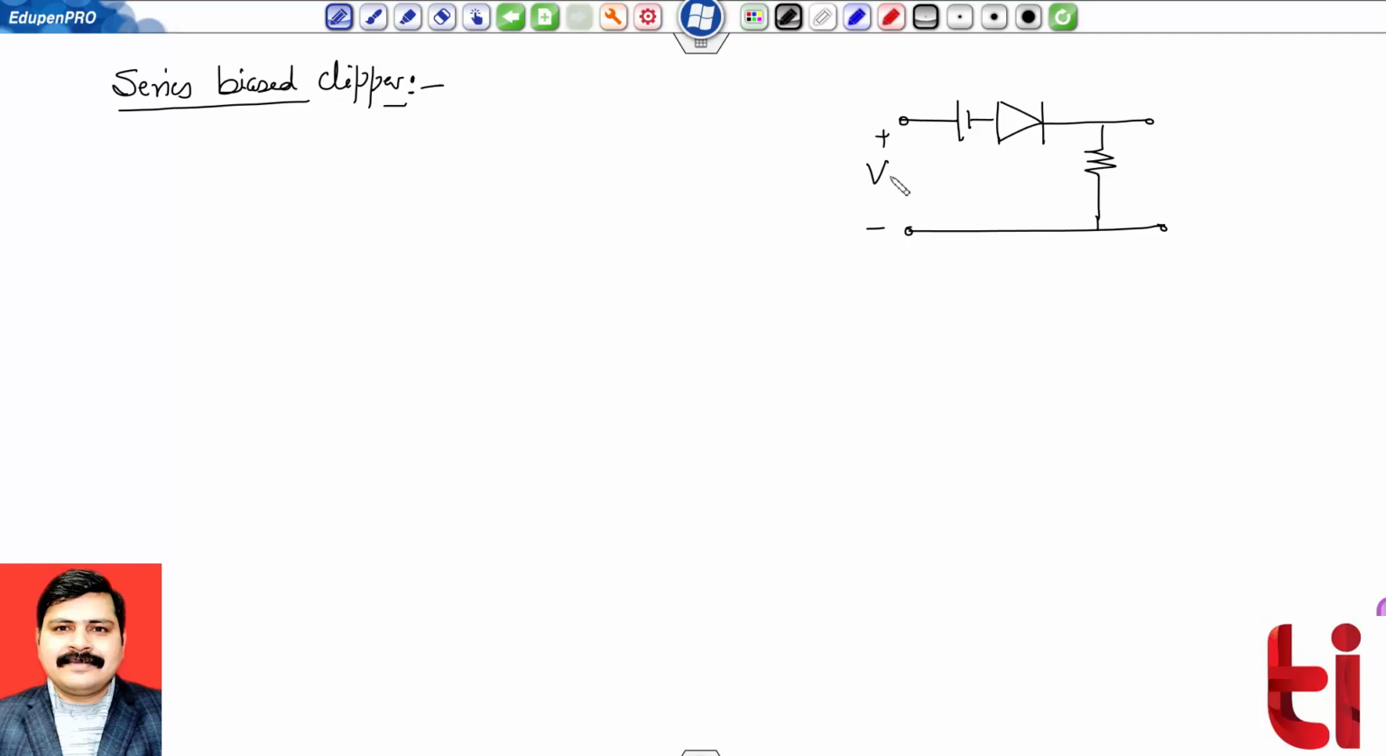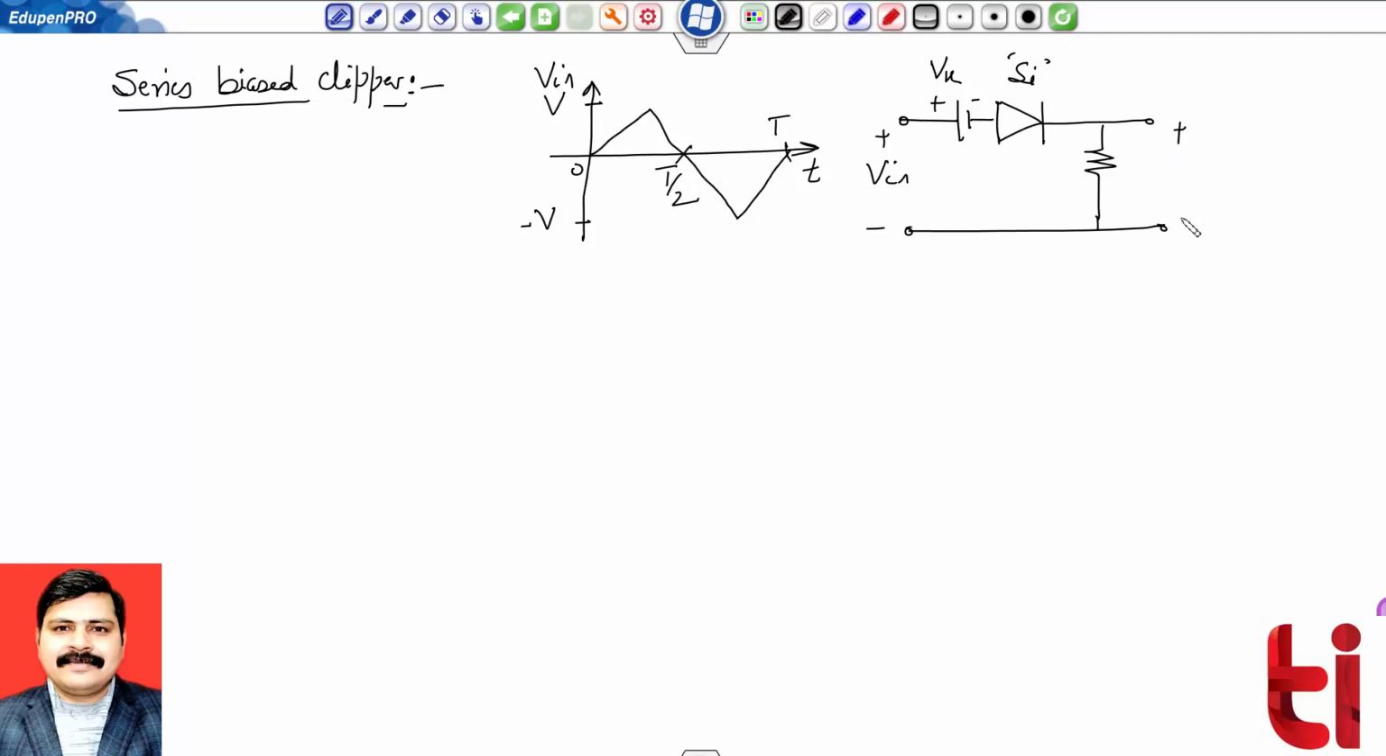Here we have to supply the input signal, and let us see with triangular input. So this is my input signal 0, signal V, minus V, T by 2, T. Suppose this is my Vk, and I'm assuming that the diode is also made up from silicon. So my diode is not ideal here. The diode is a practical diode, and I'm interested to find this voltage V0 across resistance R.